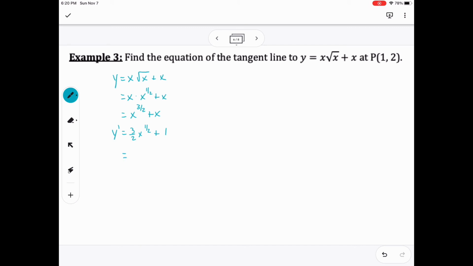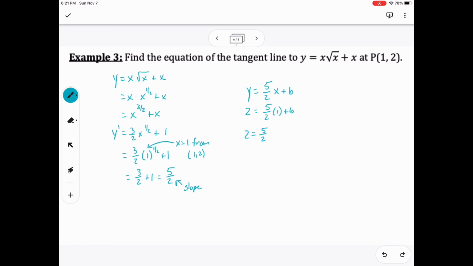Now because this is the derivative, I want to find the slope at the point 1, 2. So I need to plug in 1. And that allows me to find that the slope at 1, 2 is 5/2. And once I have that, now I can use the slope-intercept form equation to plug in what I already know. So first, I'll be able to plug in 5/2 in for m. And because I have a point 1, 2, I can plug that in as well to help me find my y-intercept. So 5/2 times 1 is 5/2.